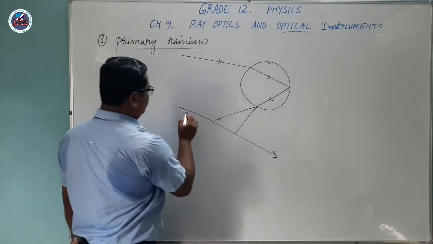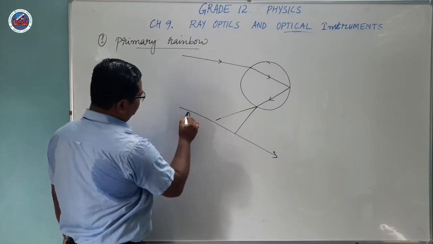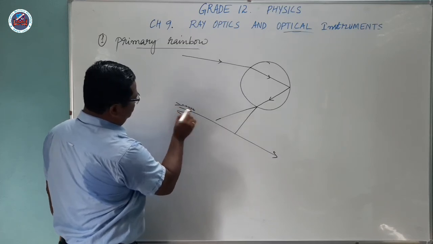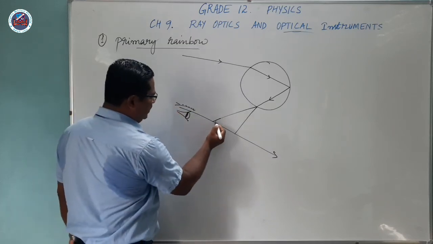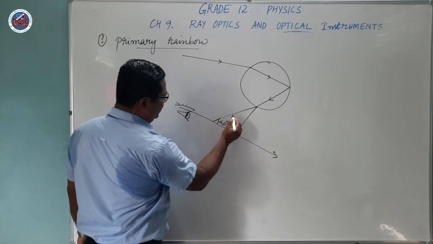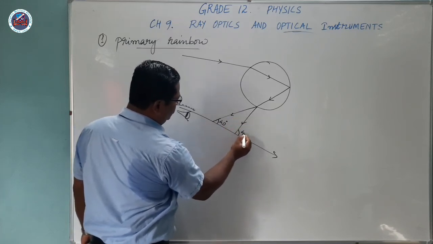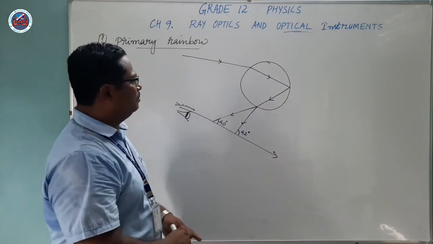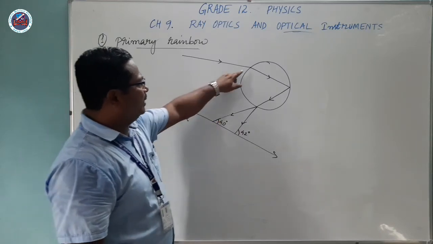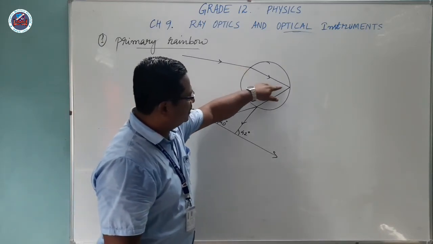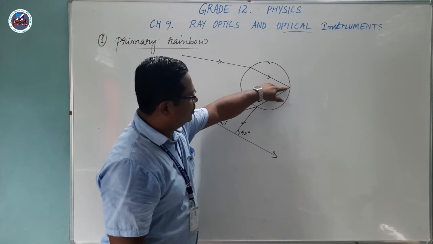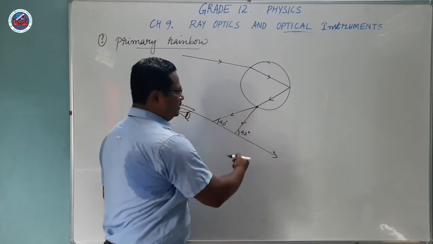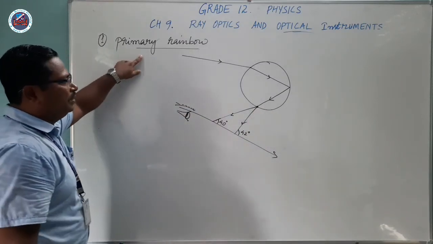A person looking from here, this way you can see, here the angle must be 40 degrees and here the angle must be 42 degrees. Then he can see the rainbow. This is how it is formed. This is a three-step process. Again I repeat, here one refraction will take place, then here total internal reflection at this point is reflecting back, and at this point again refraction takes place. Then you can see this primary rainbow.